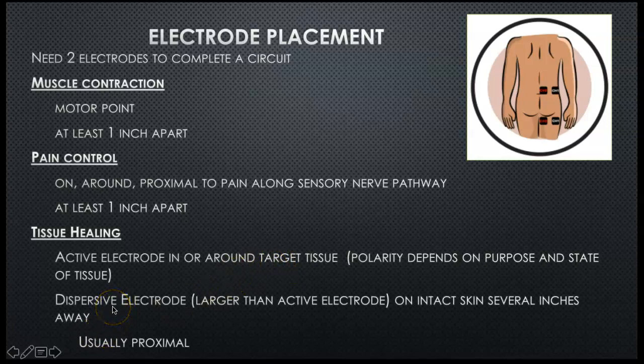The other electrode becomes what's called the dispersive electrode. It's usually larger than the active electrode in Ionto, but it might not be. Then you just put it somewhere on nice intact skin, away from the wound or the tendinopathy or whatever you're treating, several inches away. So this one needs to go more than 1 inch away, and it's usually proximal.